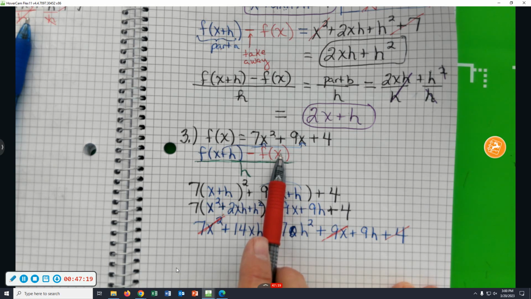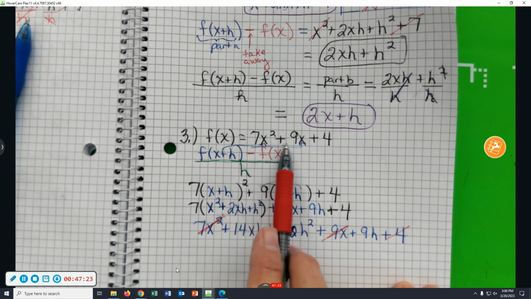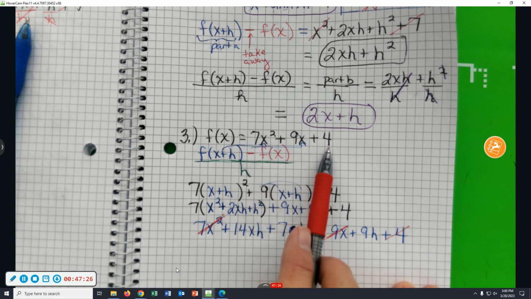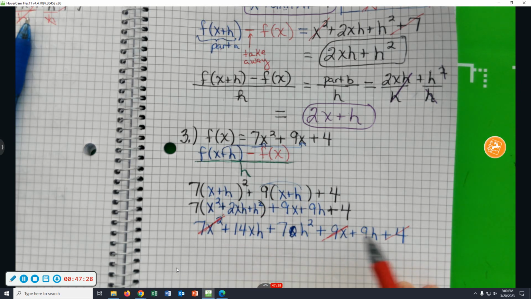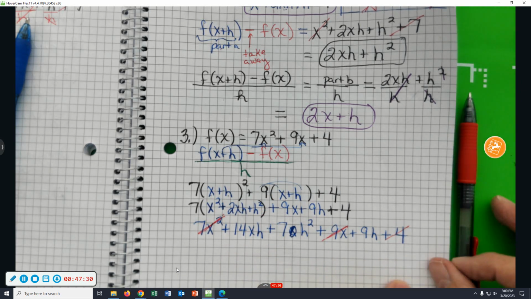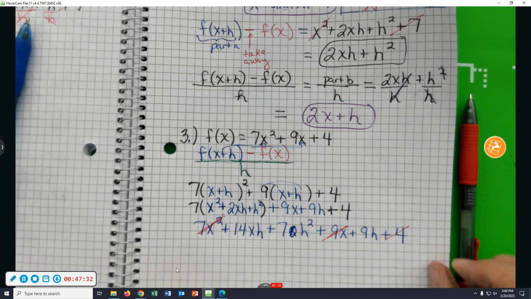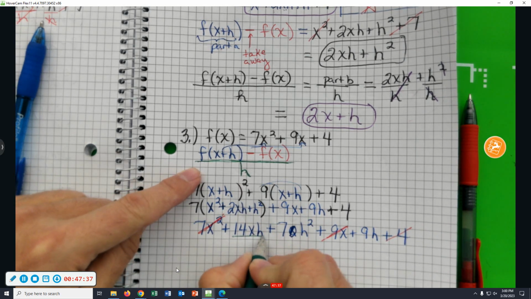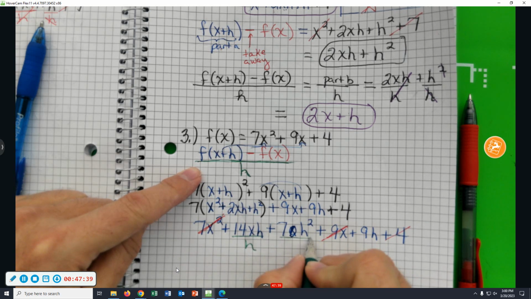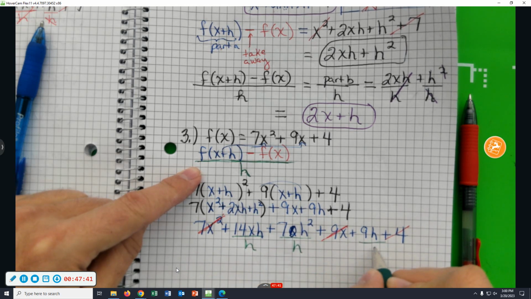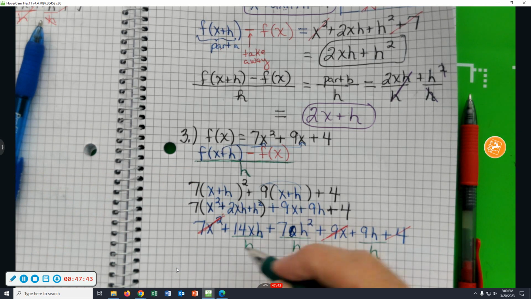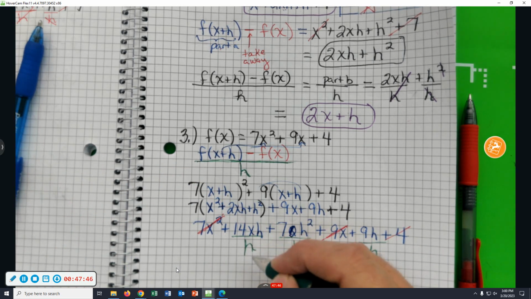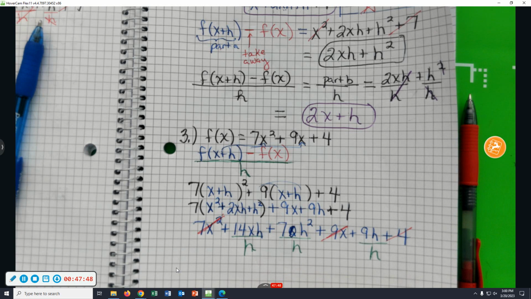Any questions there? Everything in the original function, the function that you were given, you're marking out now. And there's one thing left to do: over h. I'm going to go over h, over h, over h. I'll give you a hint. Those green h's, the h in the bottom, better cancel every time. If it doesn't, you're messing up.